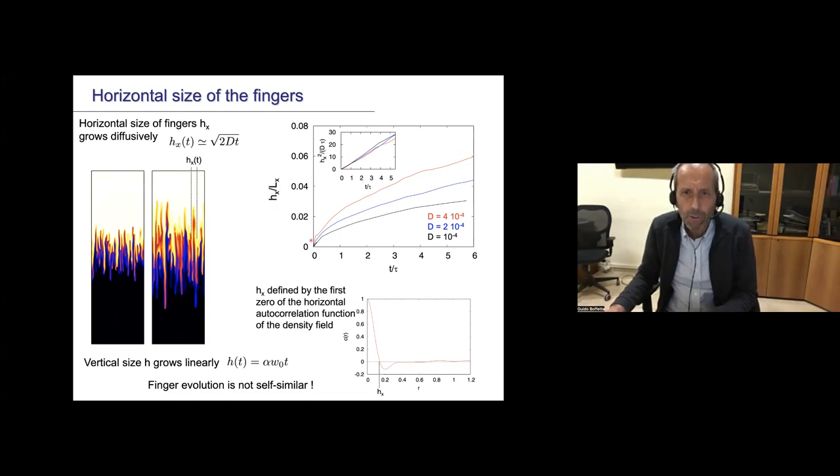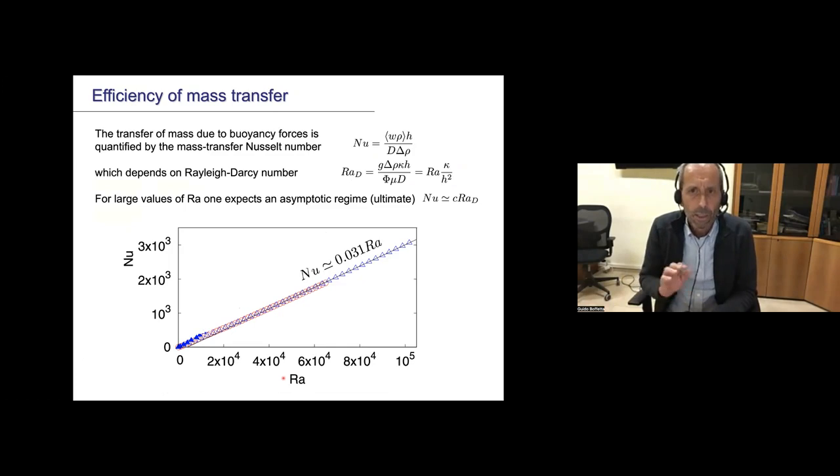And so this is how the horizontal size grows in time, and you see it's qualitatively different. Now it's not linear anymore, but like the square root of t. So we have a diffusive growth in the horizontal direction. In the horizontal direction, it grows with the square root of t; in the vertical direction, like t. So it means that the evolution of the fingers in this problem is not self-similar, but they change in shape. They become more elongated. And so this is another difference with respect to standard Rayleigh-Taylor turbulence.